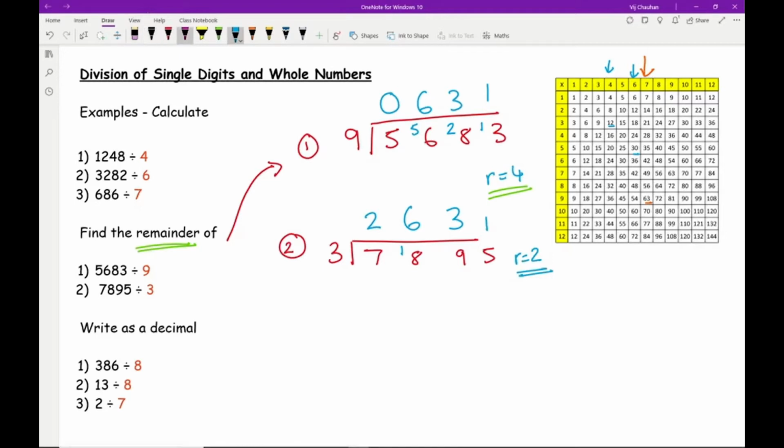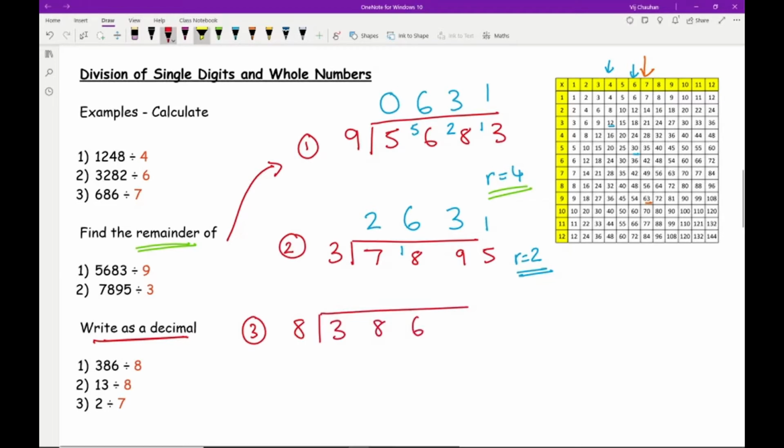And moving on to the next one, this is where we move on to a slightly more advanced level where we're going to write the actual decimal. Now for this, we're not going to write the remainder. This is probably what you're expected to do more at GCSE, but also at high level Key Stage 3 as well. So here we've got 8 goes outside the bus stop, and we've got 3, 8, 6.